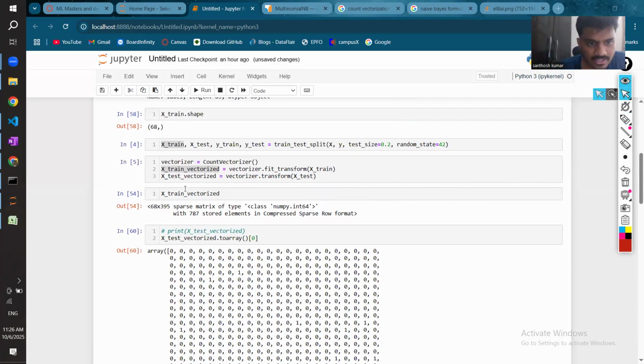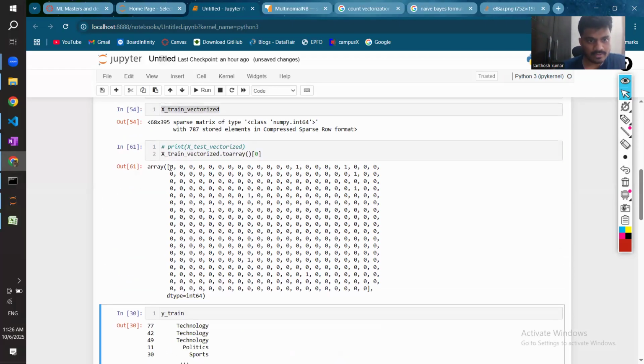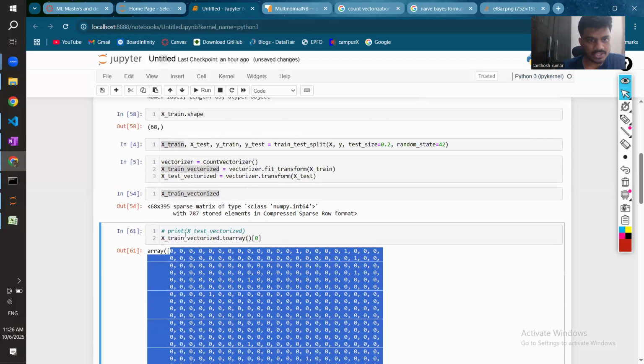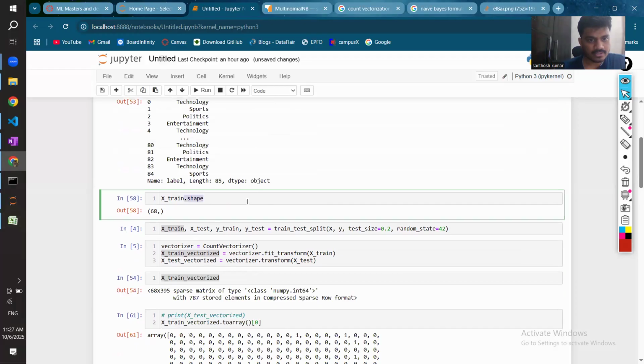Now, if you look at the first row, this is a sparse matrix. You cannot see it directly, so you need to convert it with to array. If you take the first row, these 395 values are all related to the first row. So this is X train vectorized, and now X train first row.